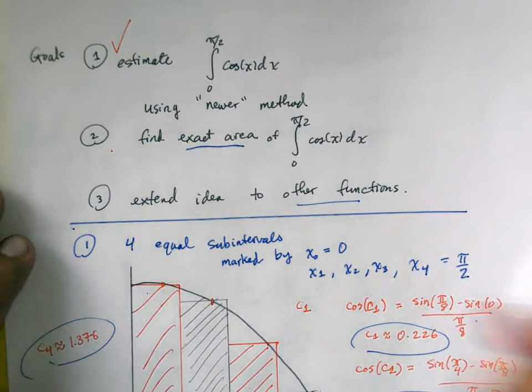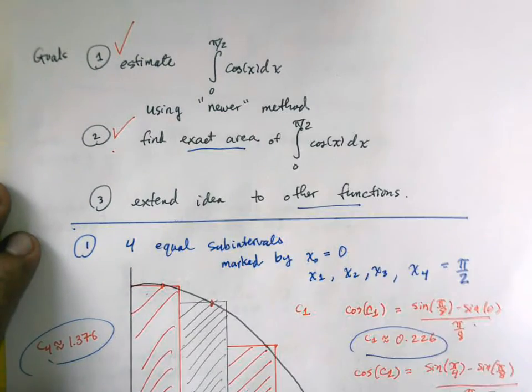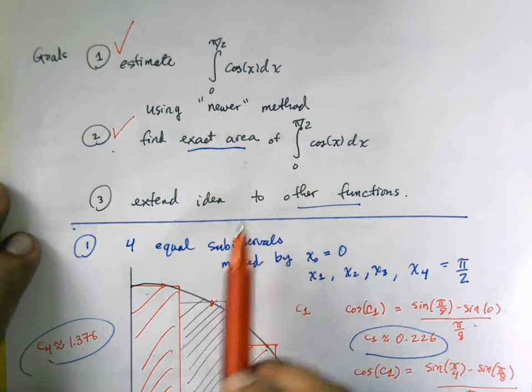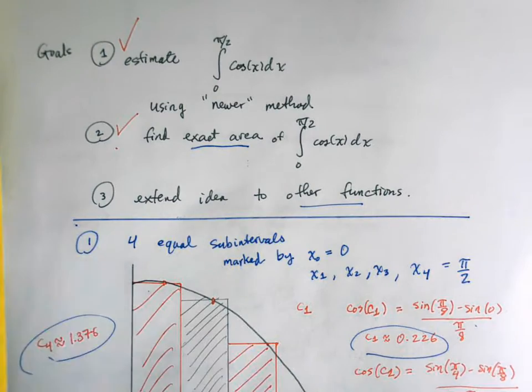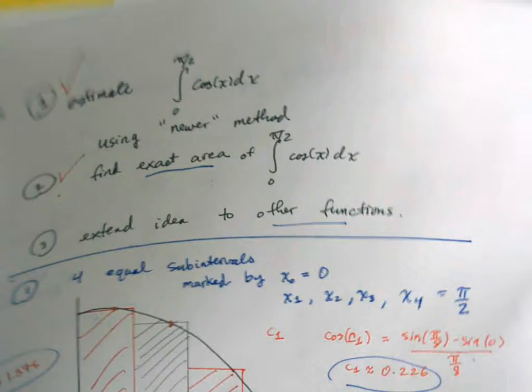So we've done this part, where we found the exact area. Now we're going to extend this idea to any other function. And we'll use what we've done so far as kind of a template or a jumping off point.